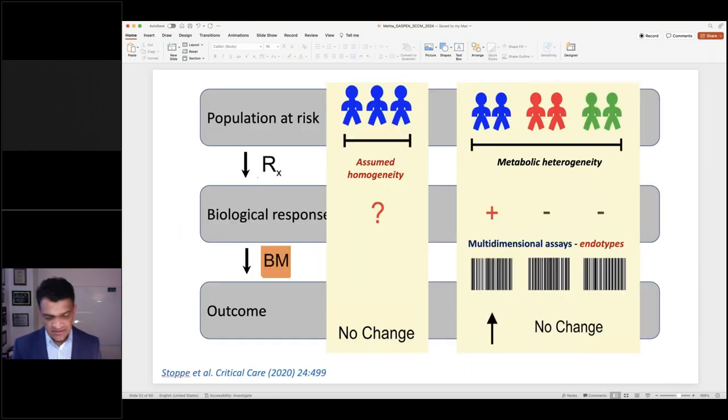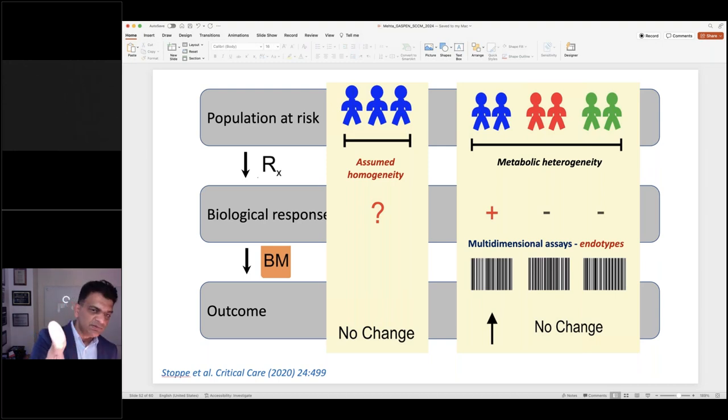So imagine that you are conducting a trial, and what trials do is assume all the population is a homogeneous population, as seen in the left column, with everyone blue, and you are intervening, and that's the treatment therapy, and you expect a positive biological response that translates into a good outcome. Unfortunately, that's a very simplistic way of thinking about our patients. And as a result, a majority of nutrition trials are negative.